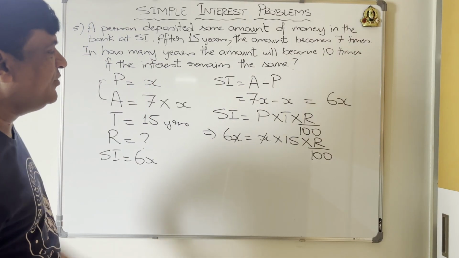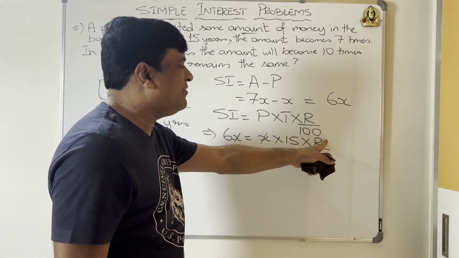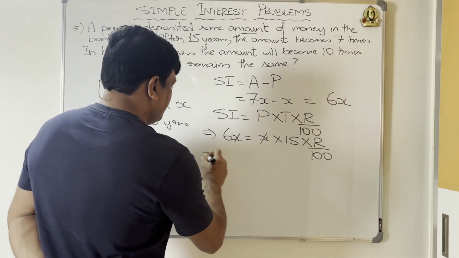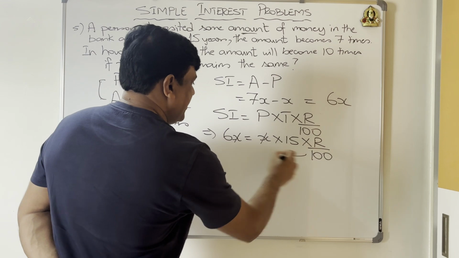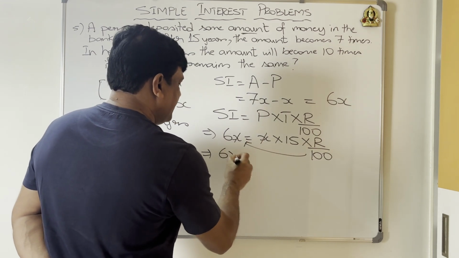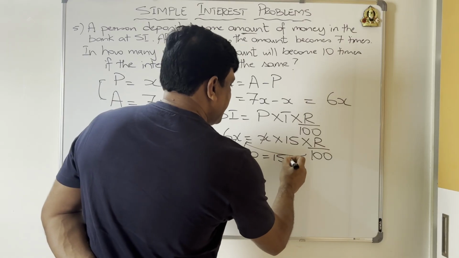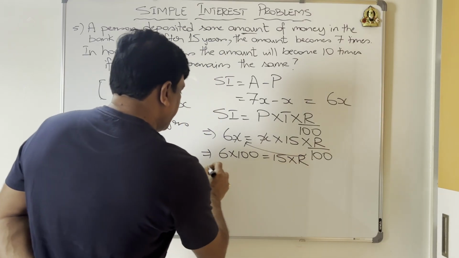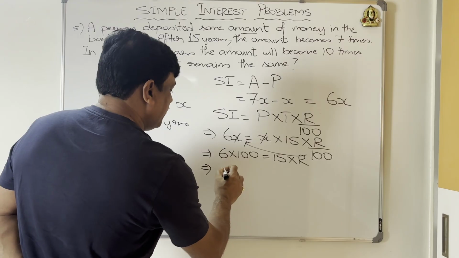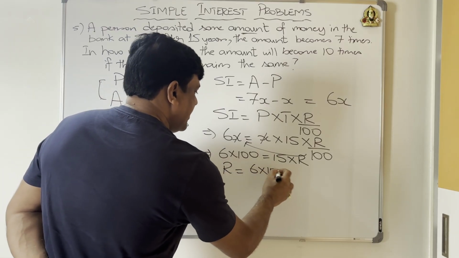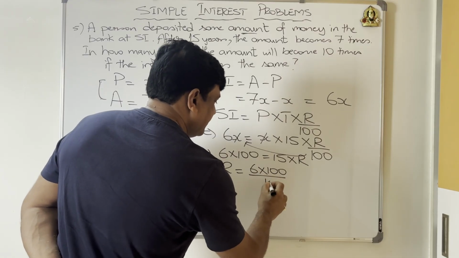So you're left with only numbers and one variable, which is r. So you should be able to find out r over here. So 6, now this 100 will be cross multiplied, 6 into 100 is equal to 15 times r. Now if I want to write it the reverse way, it will be r is equal to 6 into 100 divided by 15.